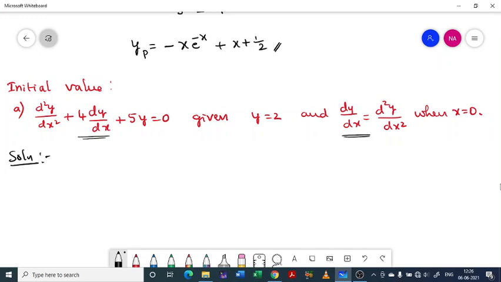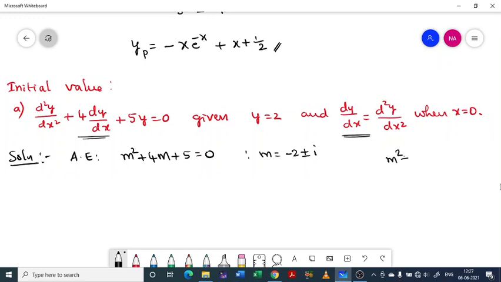You have to evaluate the constants with respect to these conditions. Before that, we need to find the general solution. It is a homogeneous equation, so you need to find only the complementary function. The auxiliary equation is m square plus 4m plus 5 equal to 0. Then solving this to get roots to be minus 2 plus or minus i. You can solve this by completing the square.